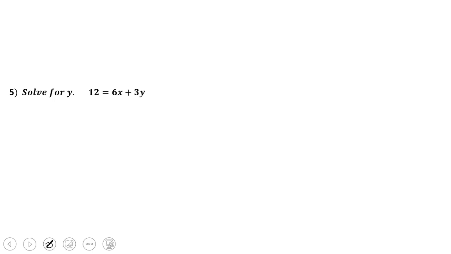Thank you for coming to example 5, solving for y. Again, 12 equals 6x plus 3y. So we recognize that we've got to isolate y. We've got to have y equals. So I'm going to take this 6x term first and move it to the other side. The inverse, because it's going to the opposite side, is to subtract 6x. So I get negative 6x plus 12 is equal to 3y.